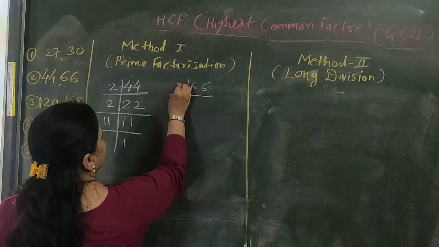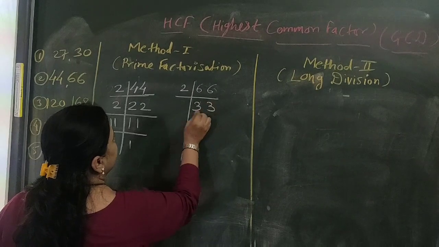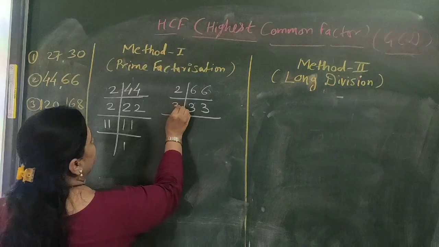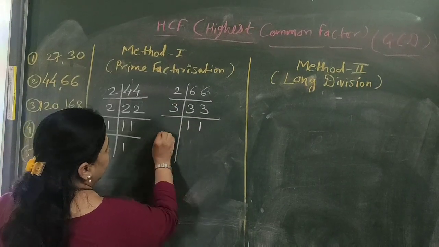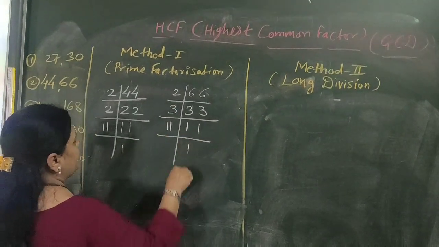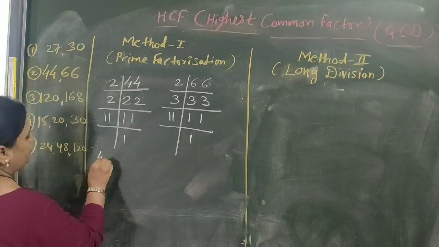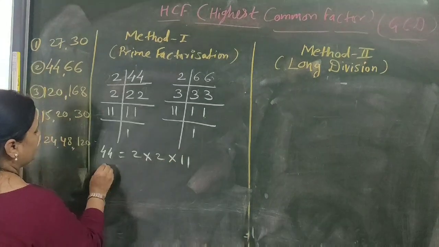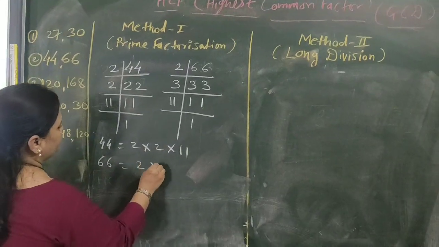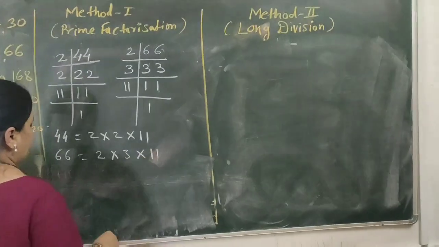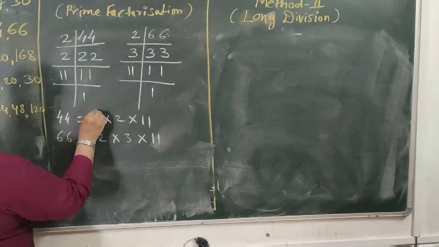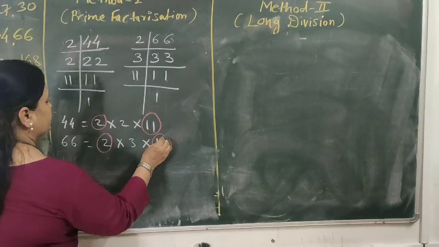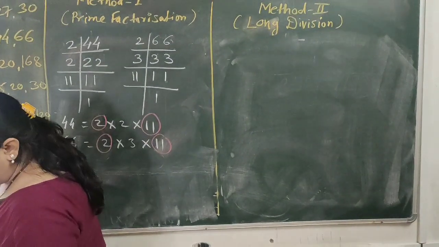Now 66 is divisible by 2, 2 33s are 66. Now 33 is not divisible by 2, so we will divide it by 3. 3 11s are 33. 11 is a prime number, so 11 1s are 11. So 44 is equal to 2 into 2 into 11 and 66 is equal to 2 into 3 into 11. So what are the common factors here? 2 is a common factor and 11 is also a common factor here.